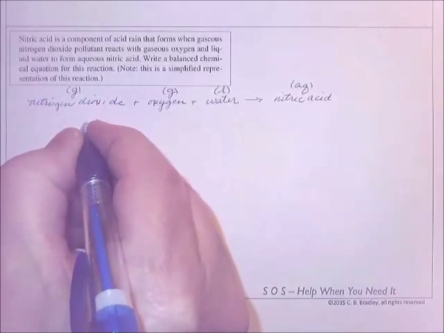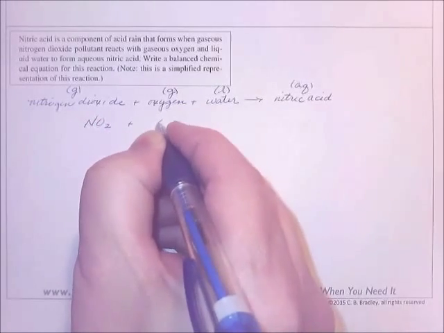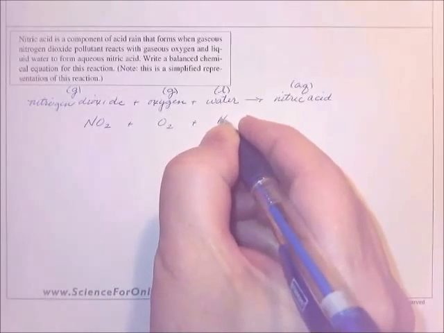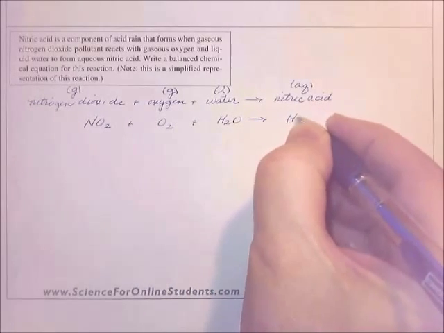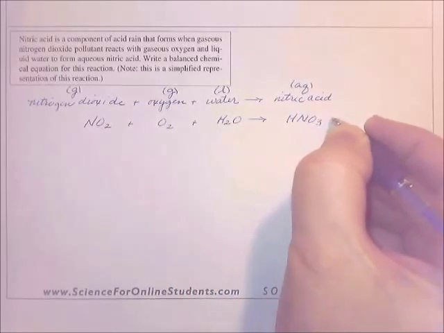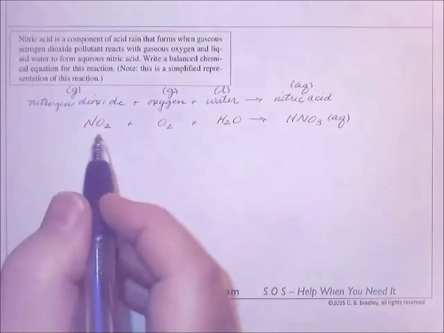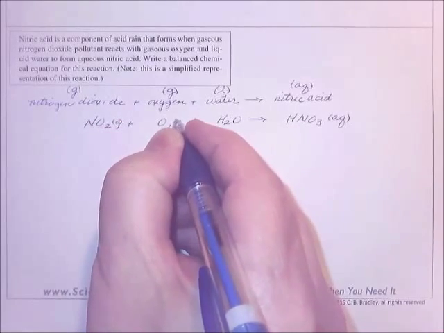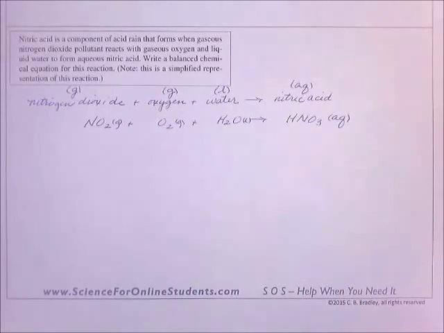Alright, so we have NO2 plus O2 plus water make HNO3 aqueous. And this is gaseous and gaseous and liquid, although those don't affect the balancing of the reaction.